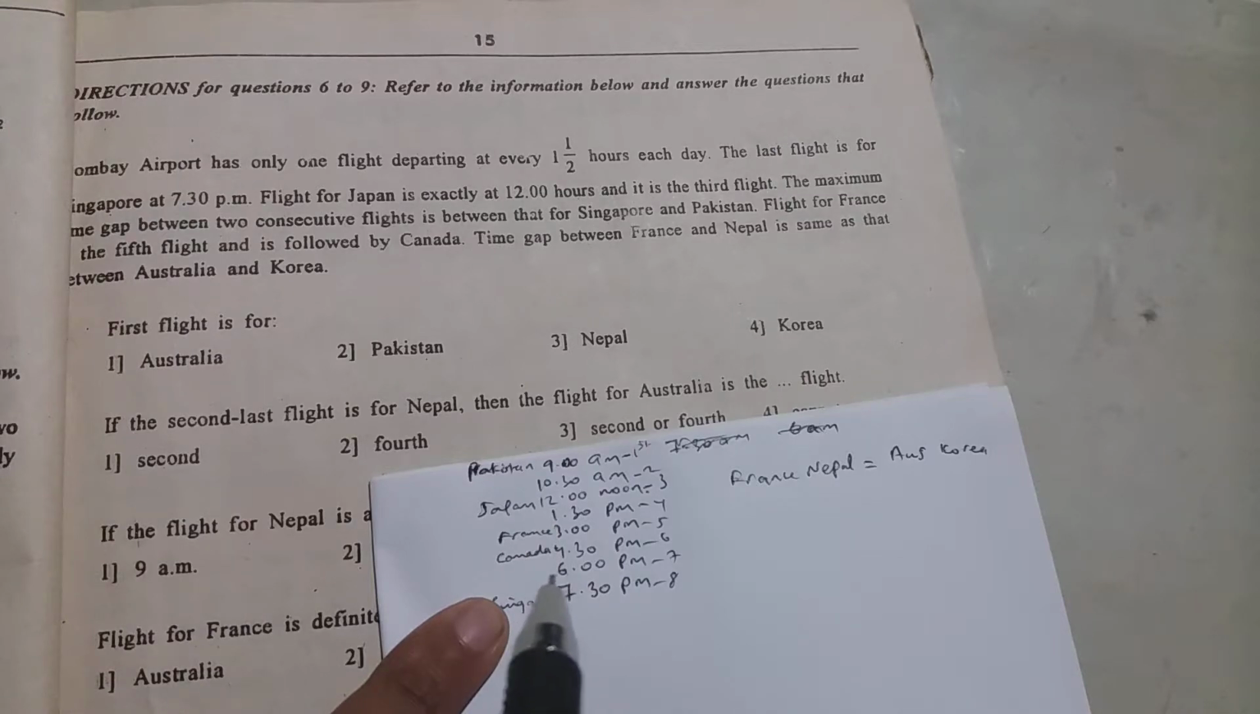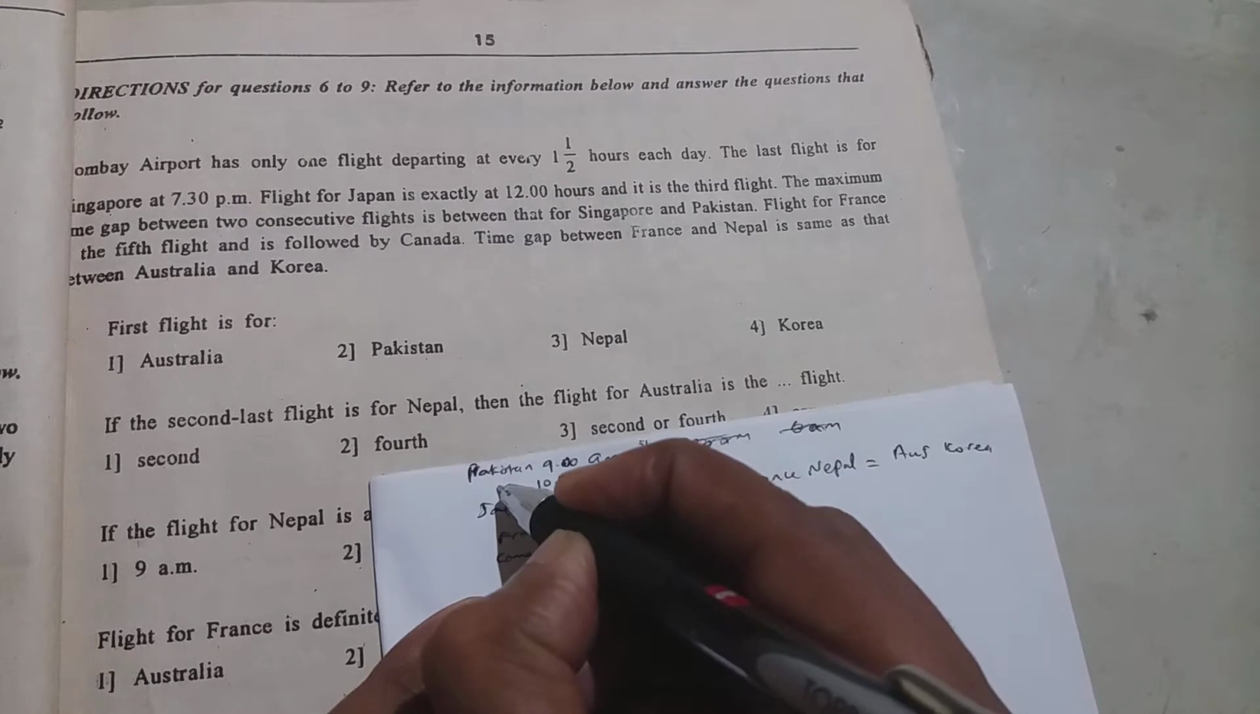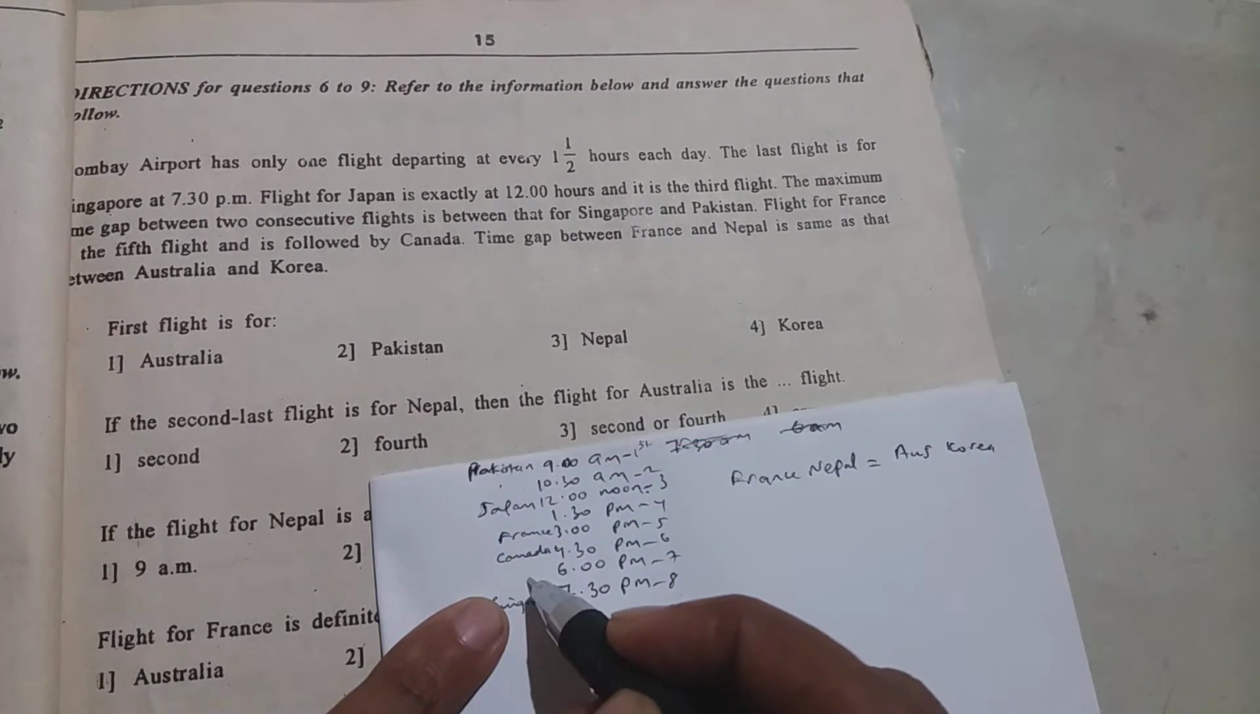What about this place, 6 o'clock? If I put Nepal at 6 o'clock, it will be 2 flights, right? After 2 flights. Okay, France and Nepal means after 2 flights will be the Nepal flight. Similarly, Australia and Korea, if I put any one over here, the second flight will be the Australian or the Korean flight. So there are 2 options where I can put this Nepal flight. I can put it either over here or over here. In both cases it will work. So in one case I am putting it over here, and in the other case I will write it over here.